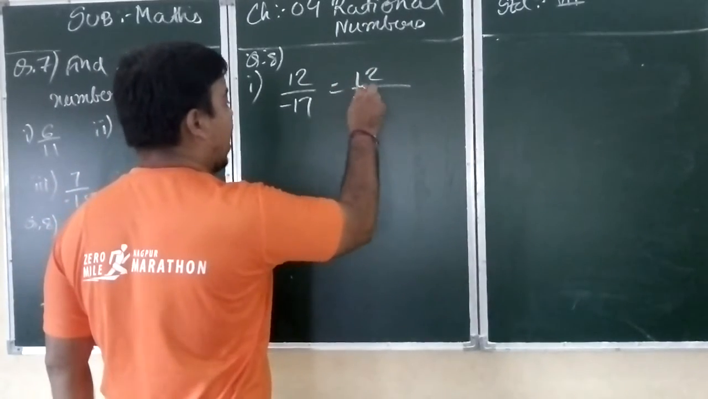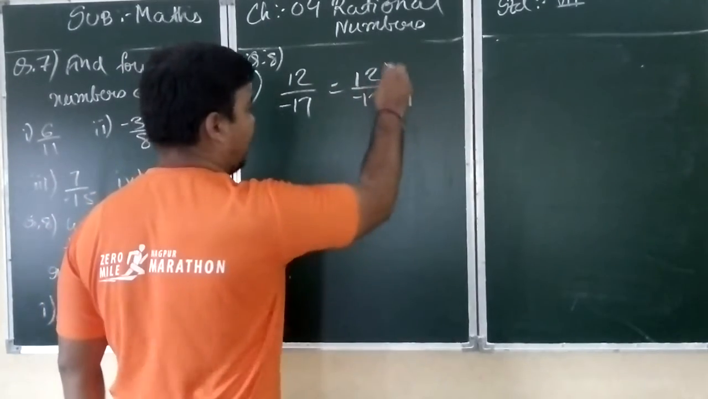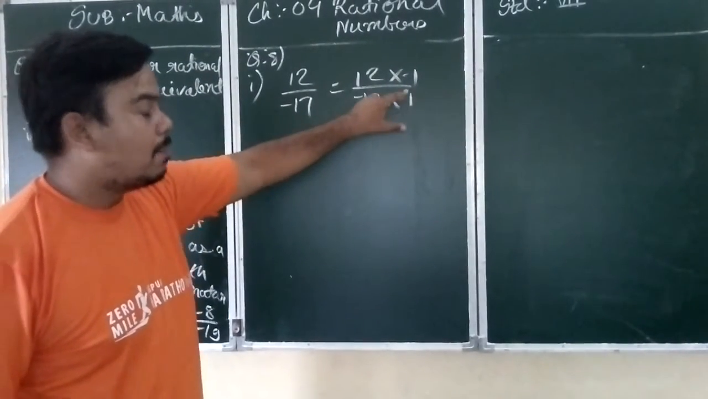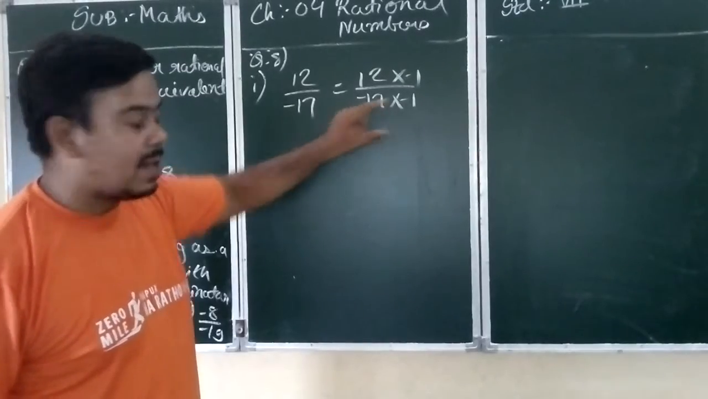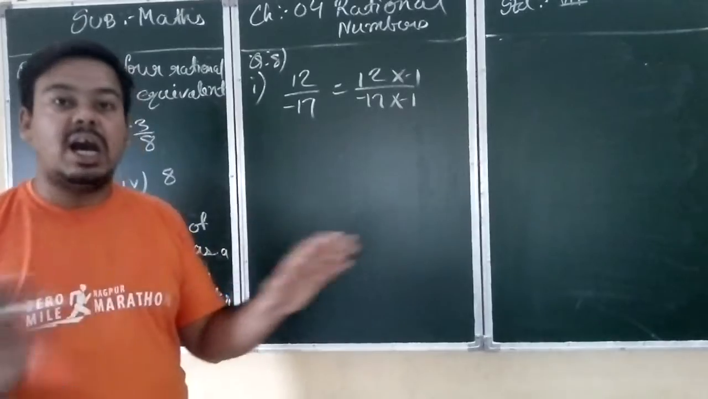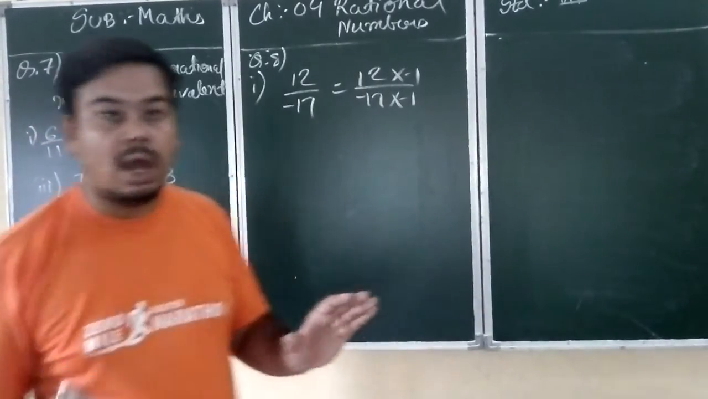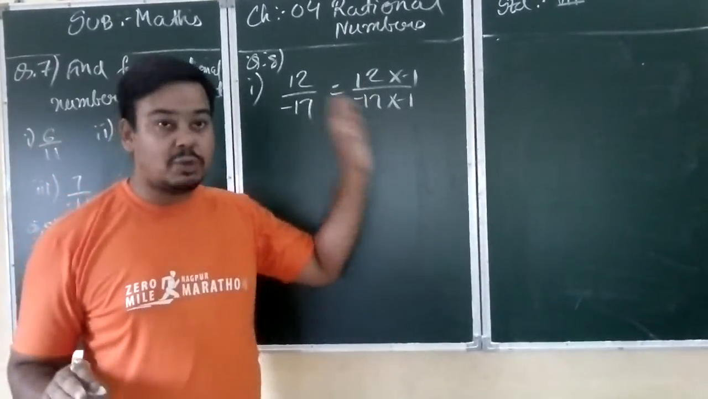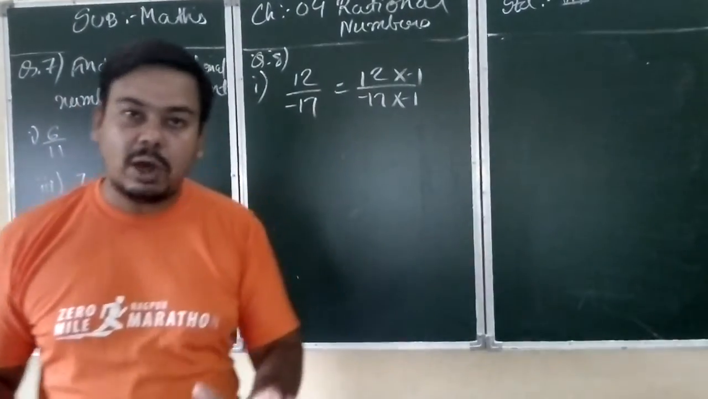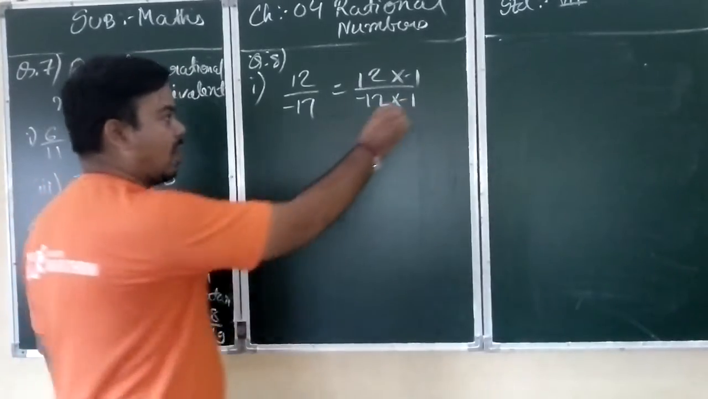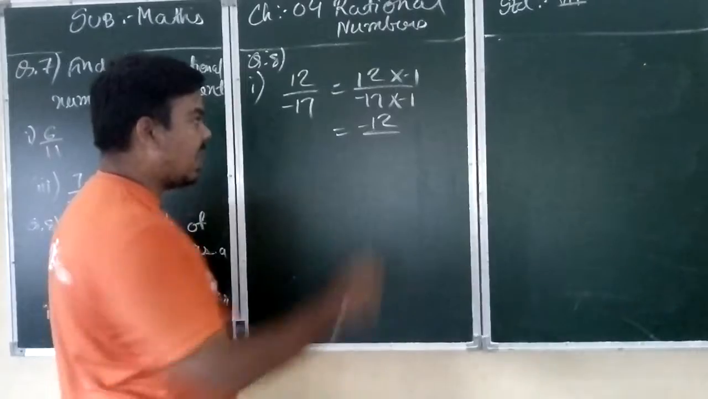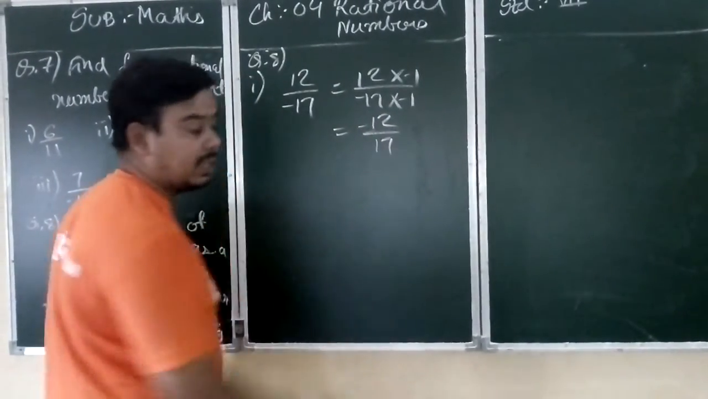So what to do? 12 by minus 17 is multiplied by minus 1, both numerator and denominator, because minus times minus is plus. That's why we multiply by minus 1. We do not change the rational number, we just change the sign: negative changes into positive. So the answer is minus 12 by 17.